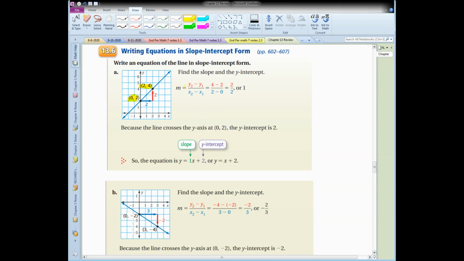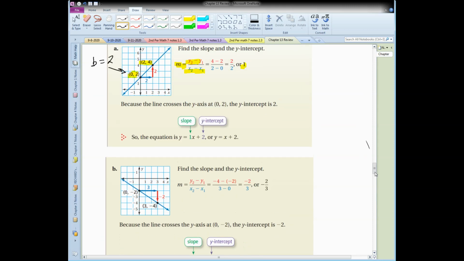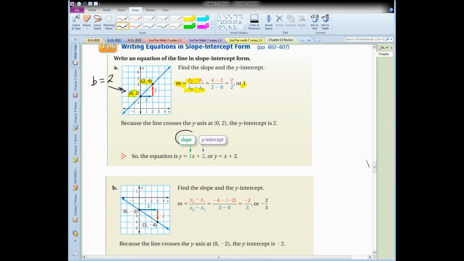So this is what we do. We find the slope, which we use the formula for slope. We plug in our values, and we get the slope equals 1. And we see here at this point where the line crosses the y-axis that b equals 2. So I can write my equation for the line with my slope and my y-intercept, and you end up with y equals x plus 2.